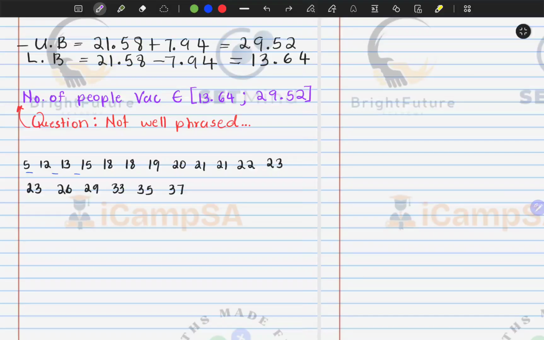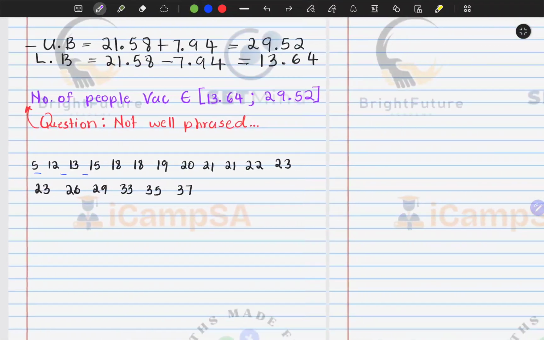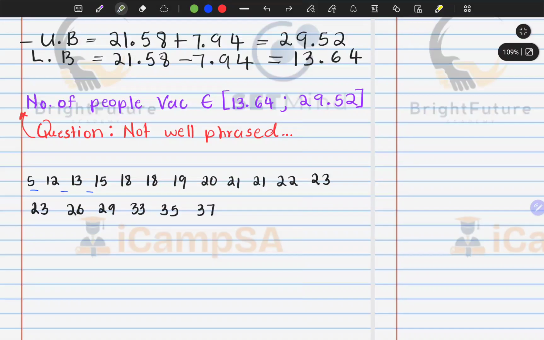So now, if you think about it carefully, the question should be along the lines of how many days, of the total days where we're measuring the people, have a number of people that fall within one standard deviation. So it is within. If you look carefully, we need to look for numbers that are between 13.64 and 29.52. If you observe carefully, it's 1, 2, 3, 4, 5, 6, 7, 8, 9, 10, 11, and then 12.